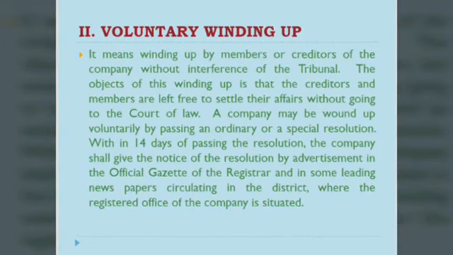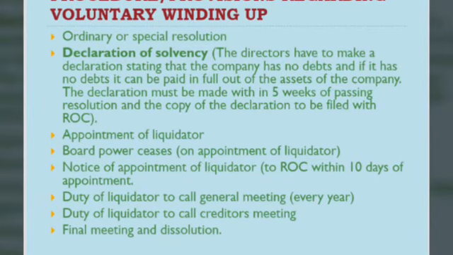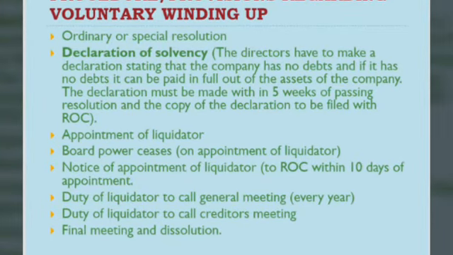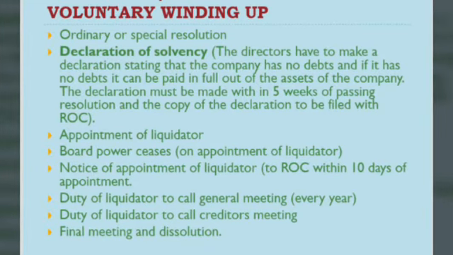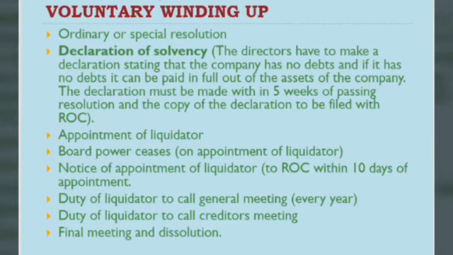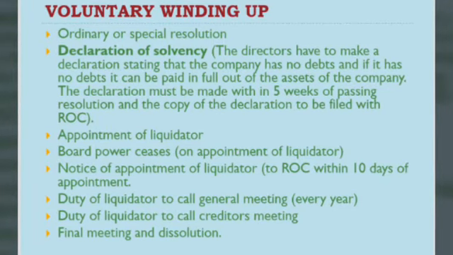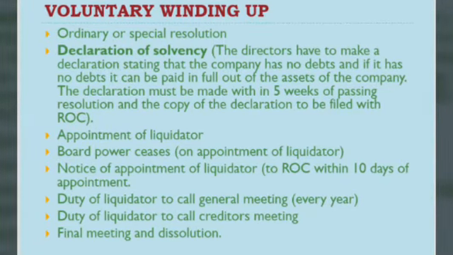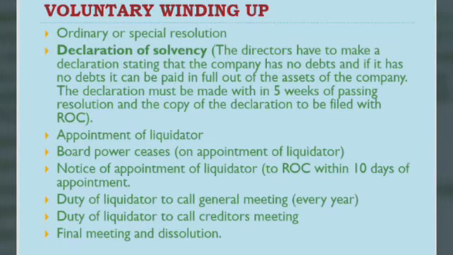The procedure regarding voluntary winding up is: number 1, an ordinary or special resolution must be passed. Number 2, the declaration of solvency must be filed with the ROC. What is a declaration of solvency? The directors have to give a declaration that the company has no debts, and if it has debts, they can be paid in full out of the assets of the company. The declaration must be made within 5 weeks of passing the resolution, and a copy of the declaration is to be filed with the ROC. Then the third step is the appointment of the liquidator.